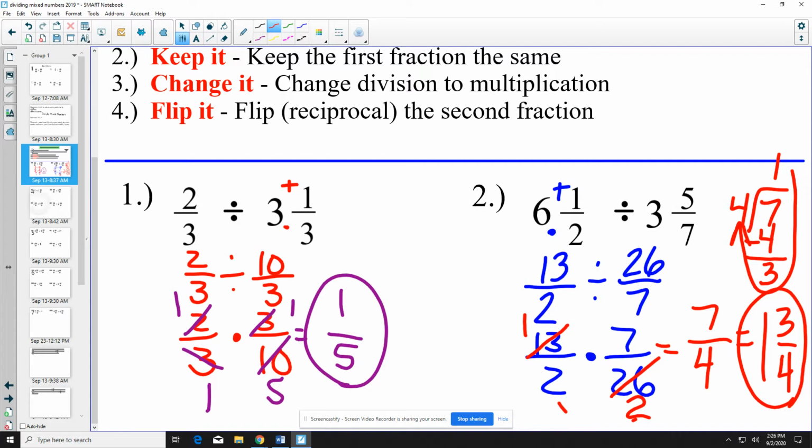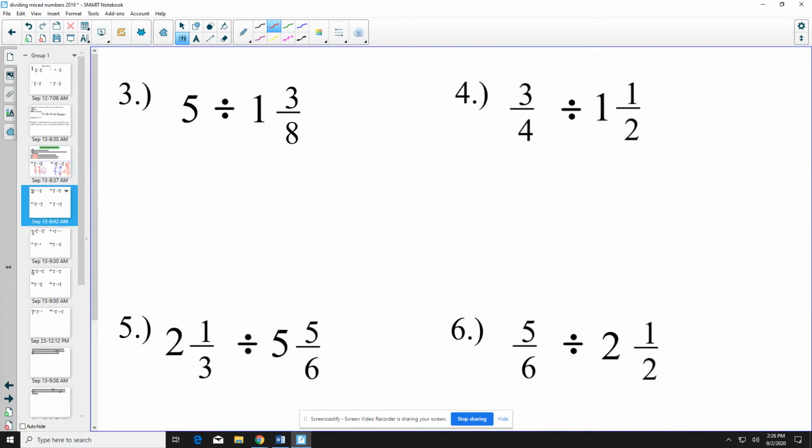Okay, let's do a few more together. So look at number 3 in your notebook. Write 5 divided by 1 3/8. Okay, first step, make them improper. Well, 5's a whole number, so we're going to make it 5 over 1. Divided by, now I've got to take 1 times 8. 1 times 8 is 8, plus 3 is 11. This will be 11 over 8.